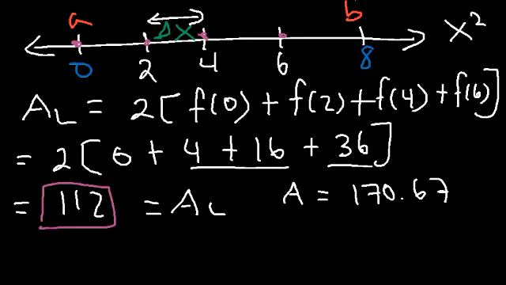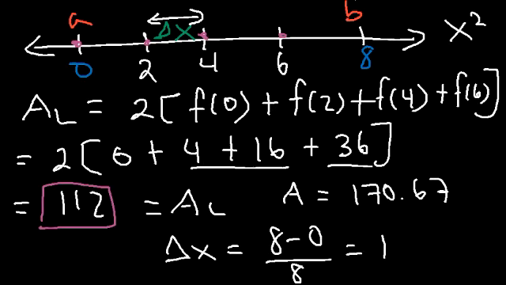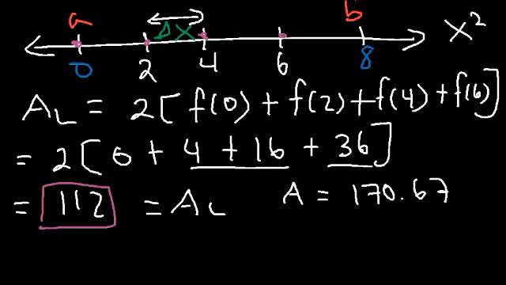So now let's see what it's going to be if we use 8 instead of 4. If n is 8, delta x is going to be 8 minus 0 divided by n, which is 8, and that's going to be 1. So in that case, the width of the interval is going to be 1.